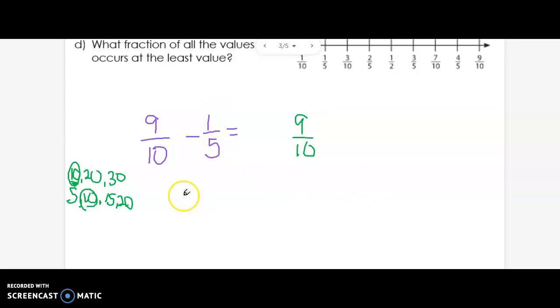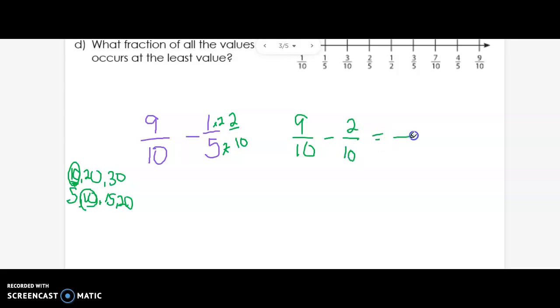Now my second fraction, I've got to make it into an equivalent fraction. Here, I'm going to erase my equals right now. I need to make it into an equivalent fraction that has 10 as the denominator. So 5 times what gives me 10? Well, 5 times 2 does. And whatever I do on the bottom, I have to do on the top. So 2/10 is equivalent to 1/5. And that's what I'm going to use over here, 2/10.